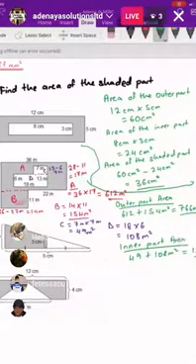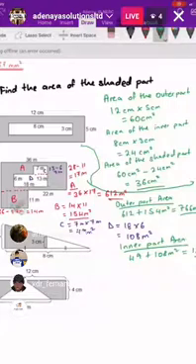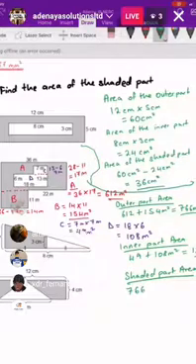Now, what you have to do next is work out the area of the shaded part. So the shaded part area will be the outer shape area minus the inside shape area. So that will be 766 meters squared minus 157 meters squared.